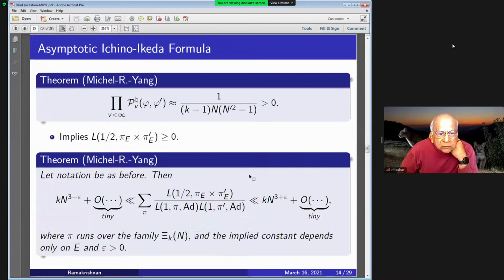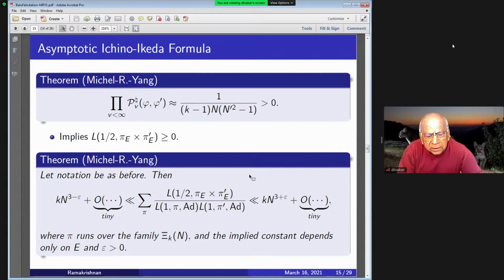Okay, so what we prove is that the local factors are roughly 1 over (k minus 1) times (n prime squared minus 1). So it's kind of nice. It's approximately that. You can be more precise, but anyway, it's positive. And that implies L(1/2, π × π') is non-negative. So it's kind of important. So up to this point, everything else, okay. Anyway, that's the result about the non-negativity.